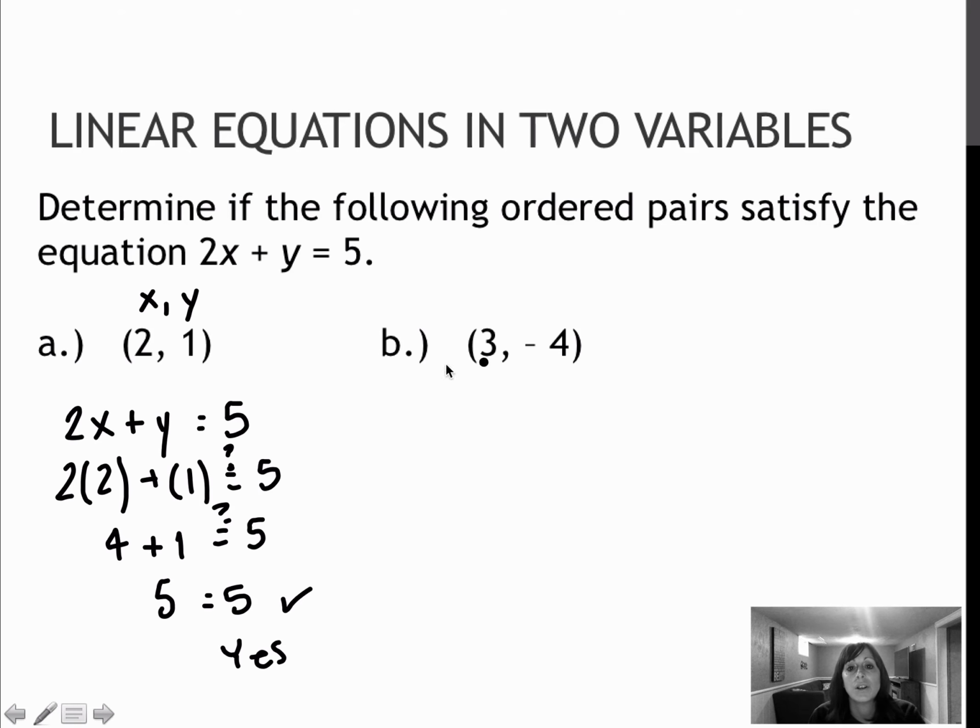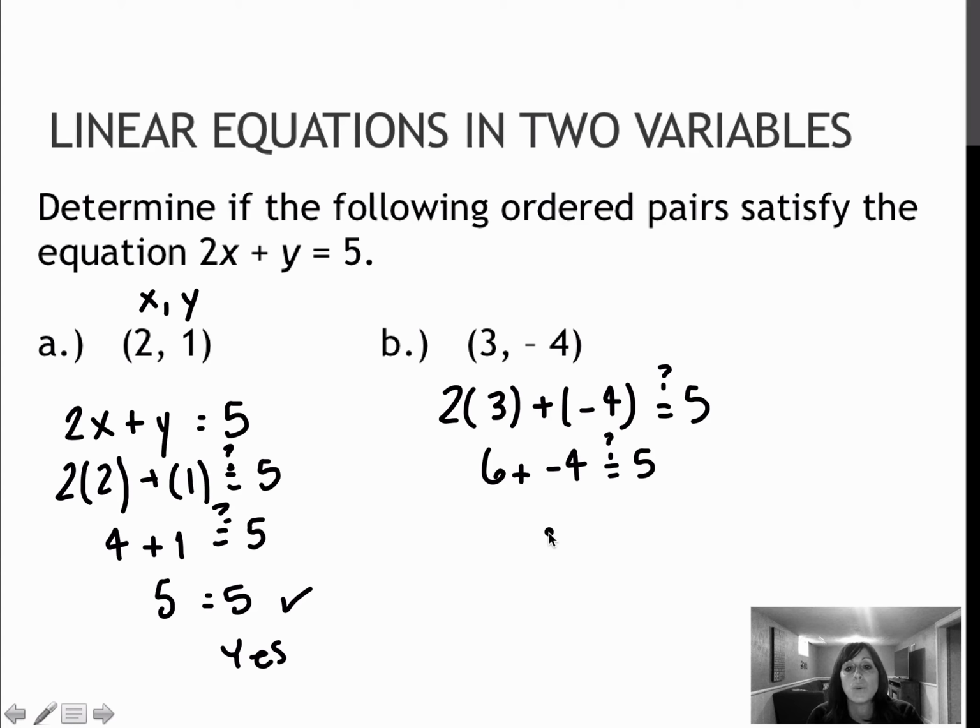For my other point, I'm going to again replace x, in this case with 3. I'm going to replace y with -4. I'm going to ask, does that equal 5? 2 times 3 is 6, plus -4, does that equal 5? 6 plus -4 is 2. 2 does not equal 5, so if I were to graph this, no, 3, -4 would not be on the line.